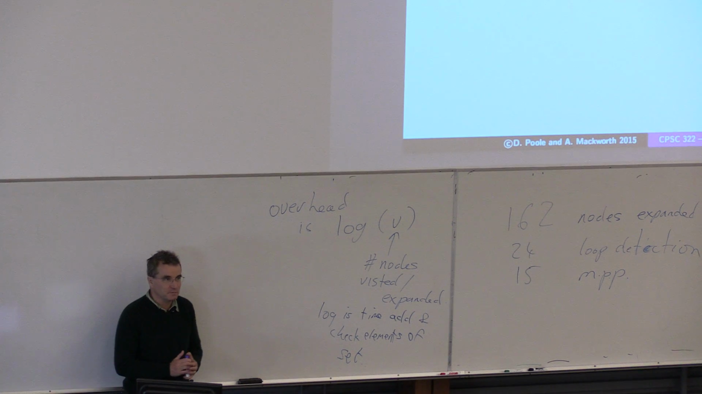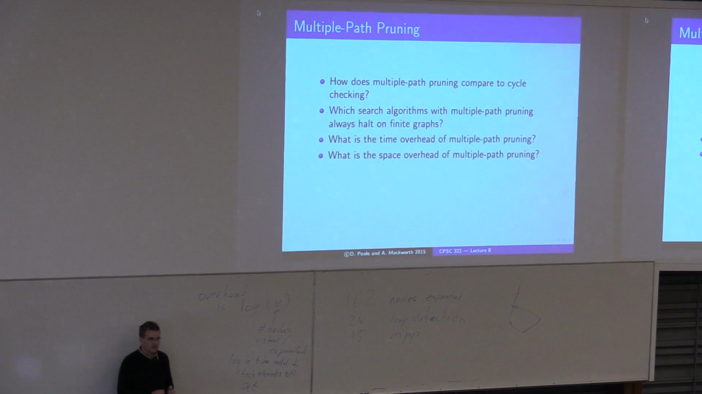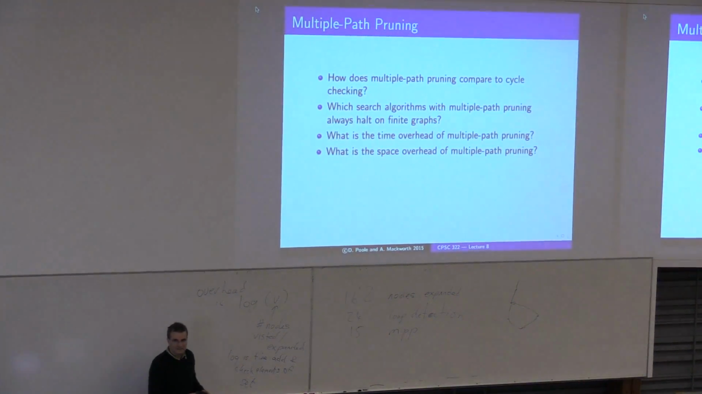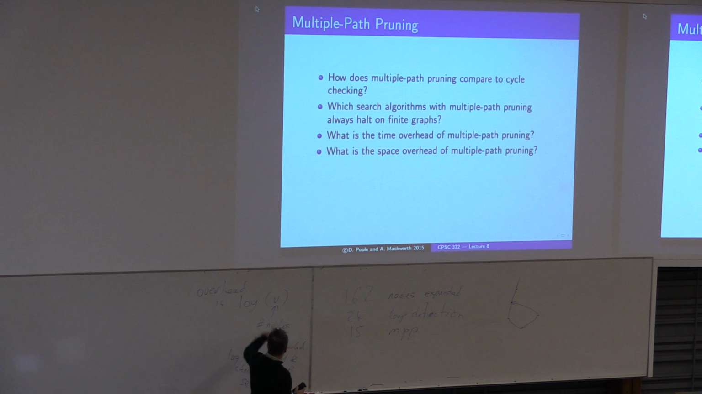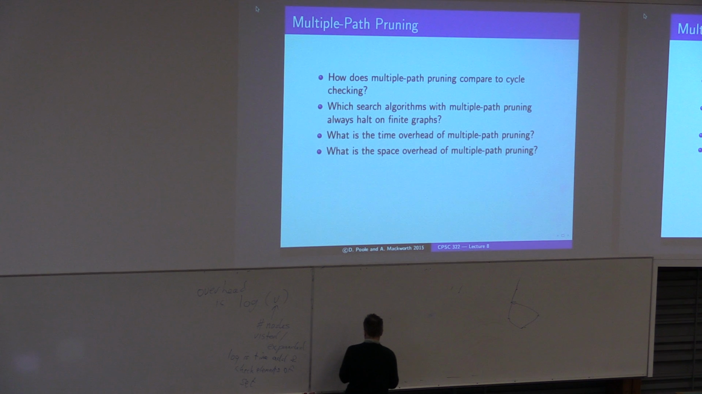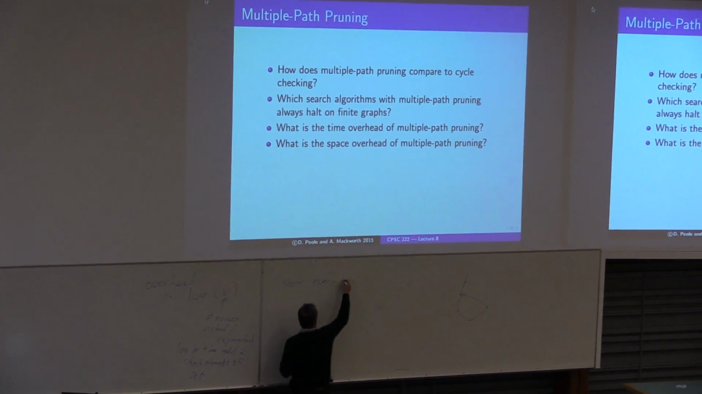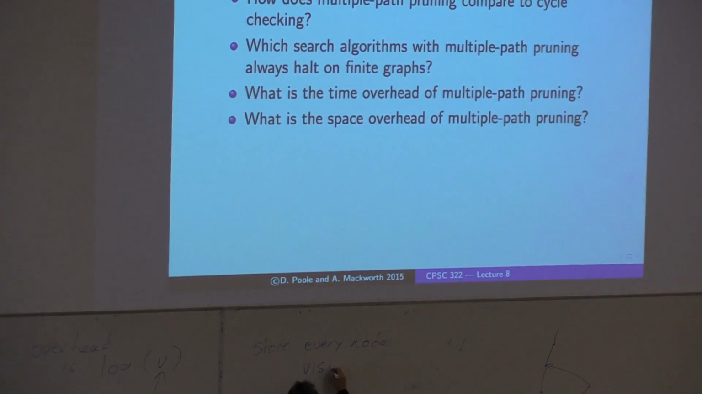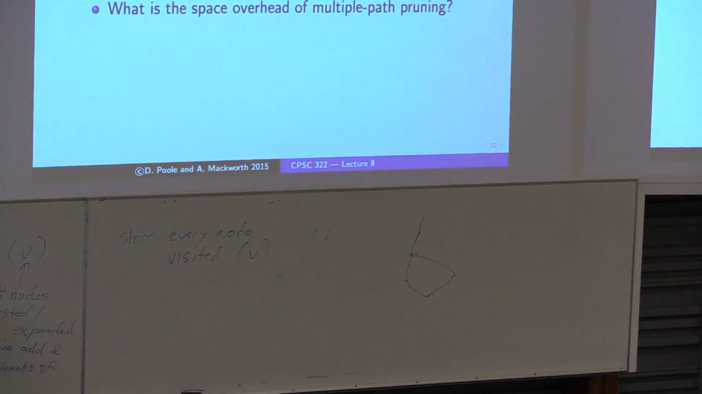What's the space complexity, so space overhead? How much space do you need? You only need that space for every node visited, so it's just B, right? You need the space, yes, that's right. You need to store every node that's been visited, which in our case is just V. Okay.